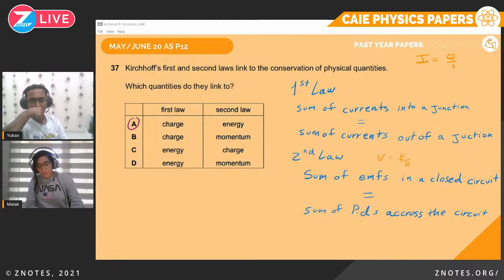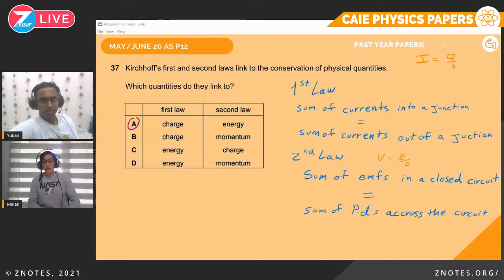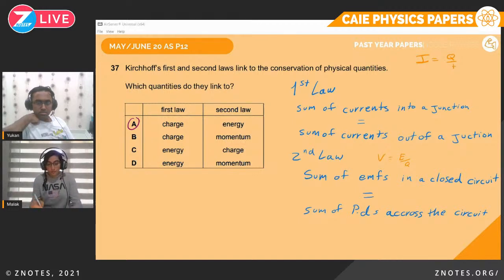Question 37. Kirchhoff's first and second law link the conservation of physical quantities. Which quantities do they link to? So the first law says that the sum of currents into a junction is equal to the sum of currents out of the junction. Current is basically charge per second, which means it is a law of conservation of charge. The sum of charges into is equal to the sum of charges out of. As for the second law, which states the sum of EMFs in a closed system is equal to the sum of PDs across the circuit, which means the energy given to the circuit is equal to the energy lost in the circuit. This shows the law of conservation of energy. So the answer is A.